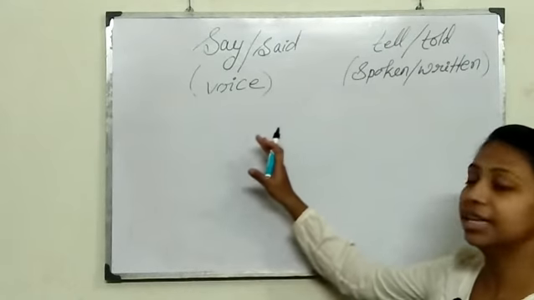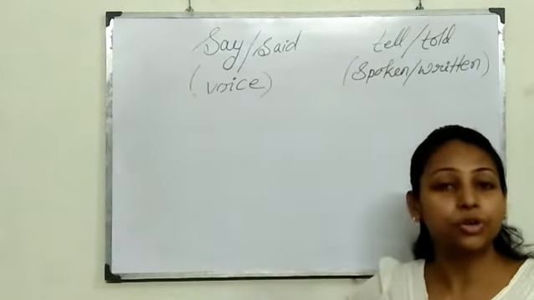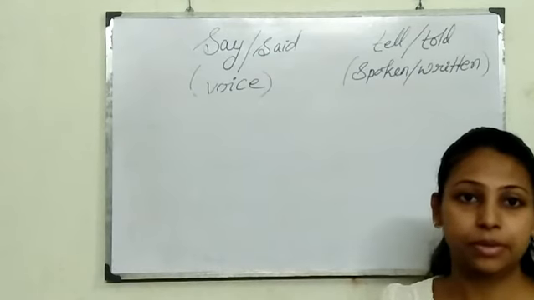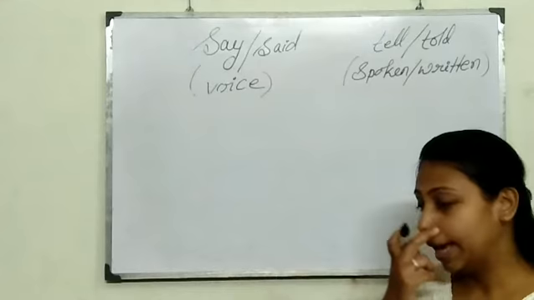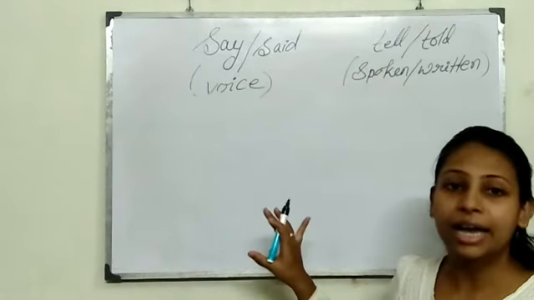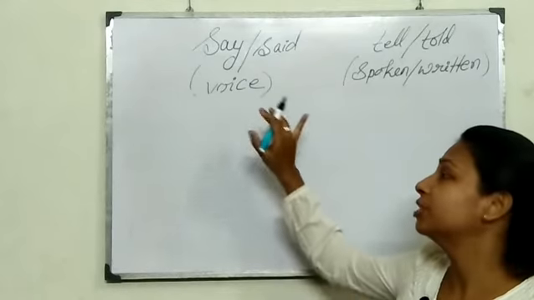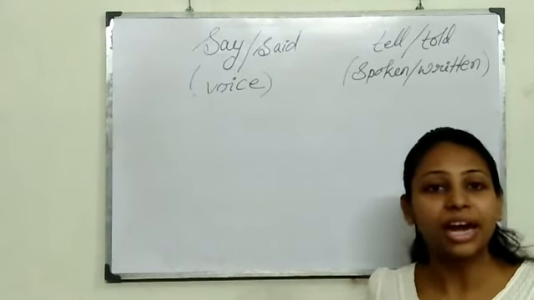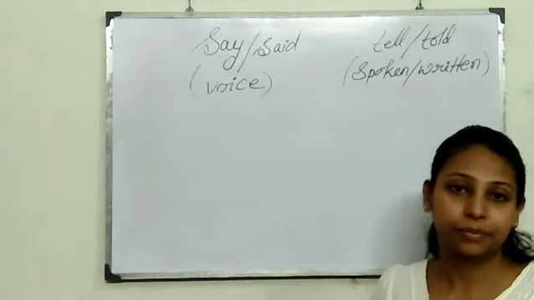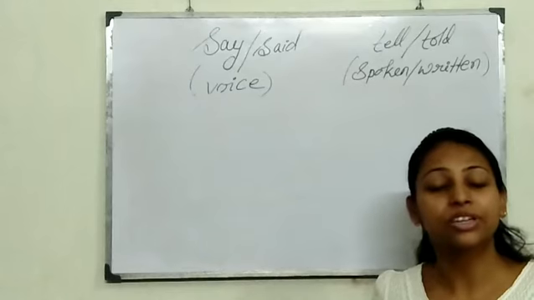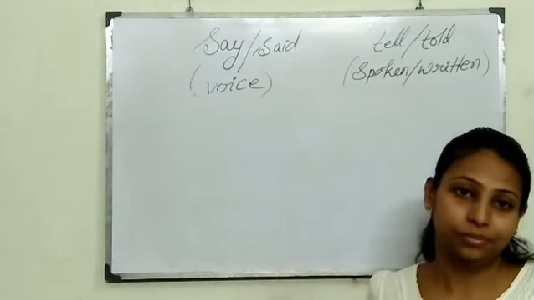That is, say or said is used when we do not want to mention the object or the receiver of the information. But what if we need to add an object with say or said? Can't we add an object with say or said? Yes, we can add an object with say or said, but for that you have to follow a separate rule.